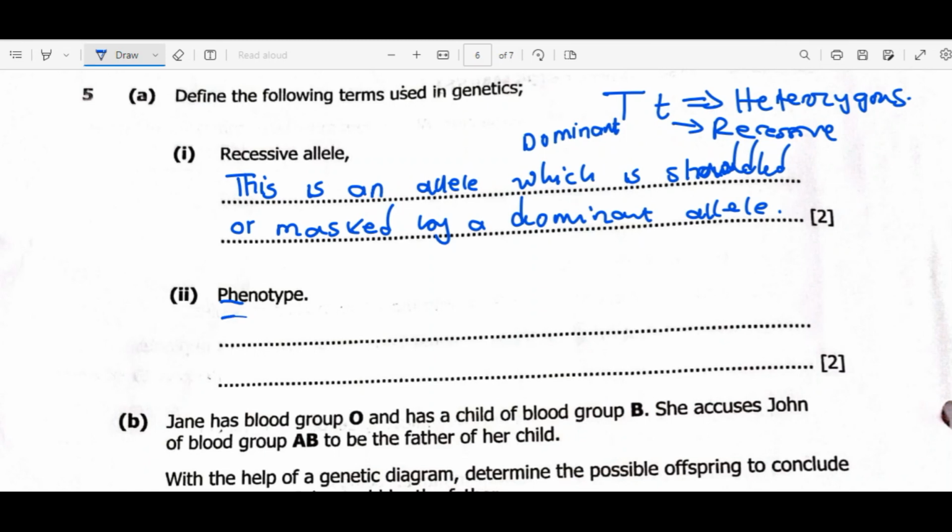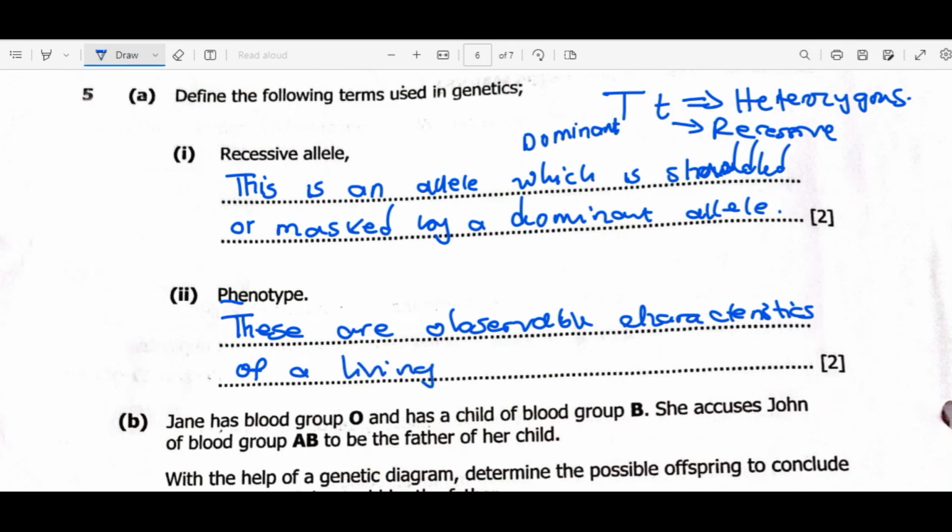So we are going to say these are observable characteristics of a living organism.